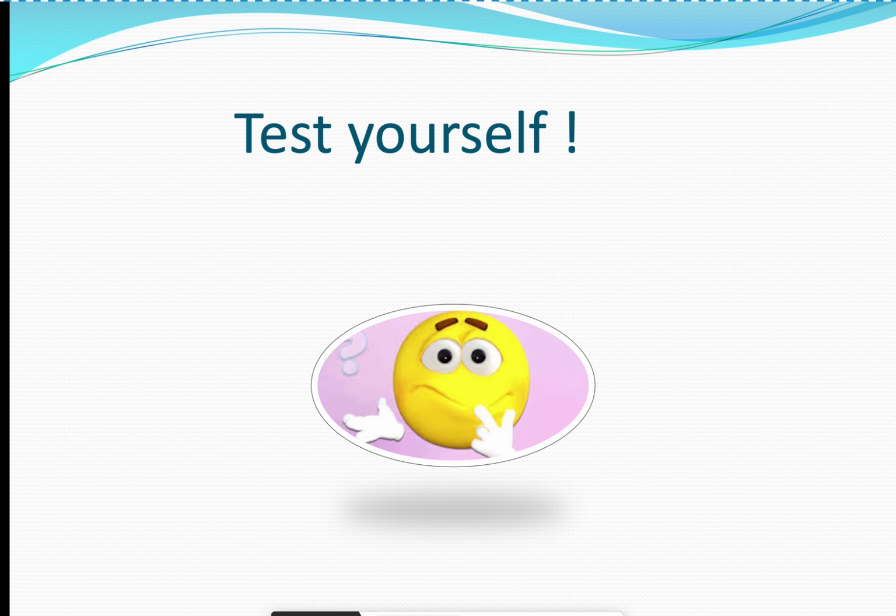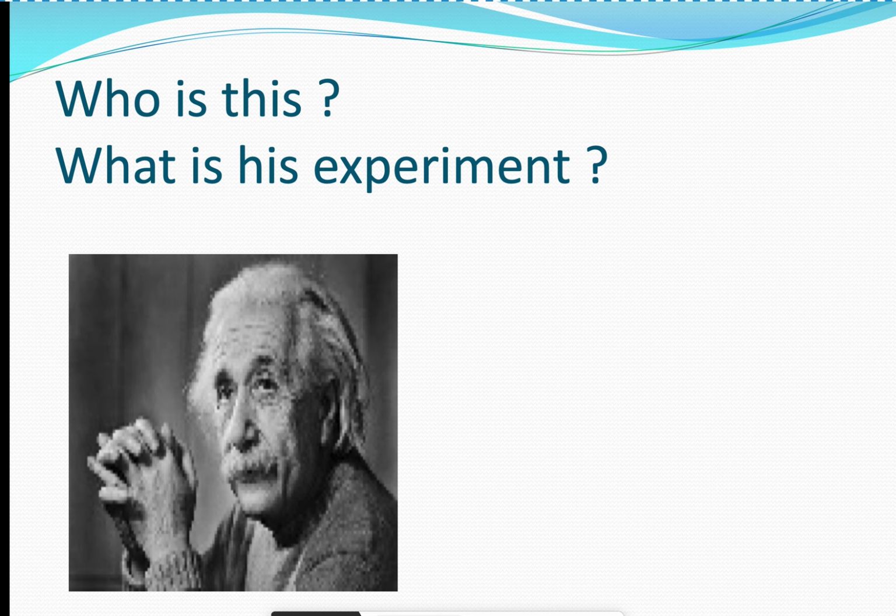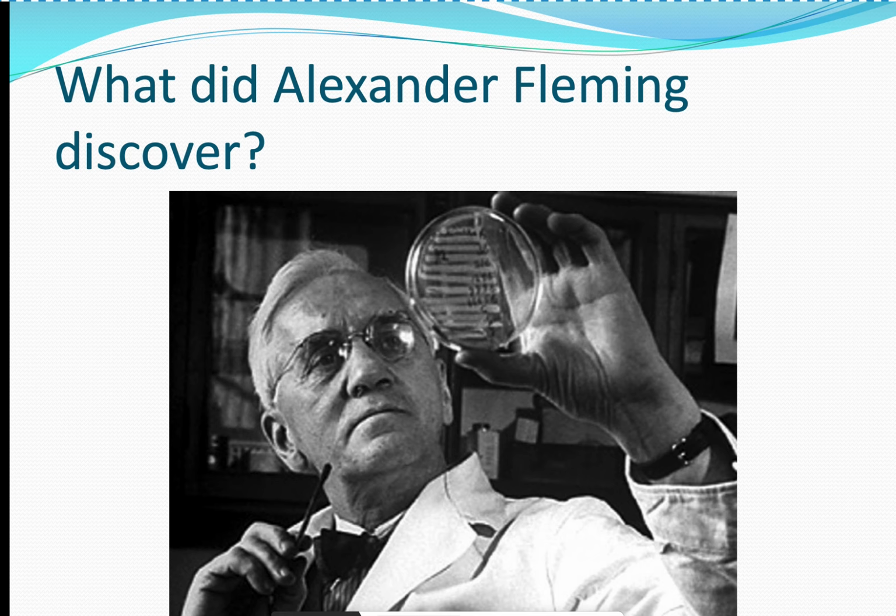Back again. So on this slide, who is this? This is Albert Einstein. What is his experiment? His experiment was thought experiment. What did Alexander Fleming discover? Alexander Fleming discovered penicillin.